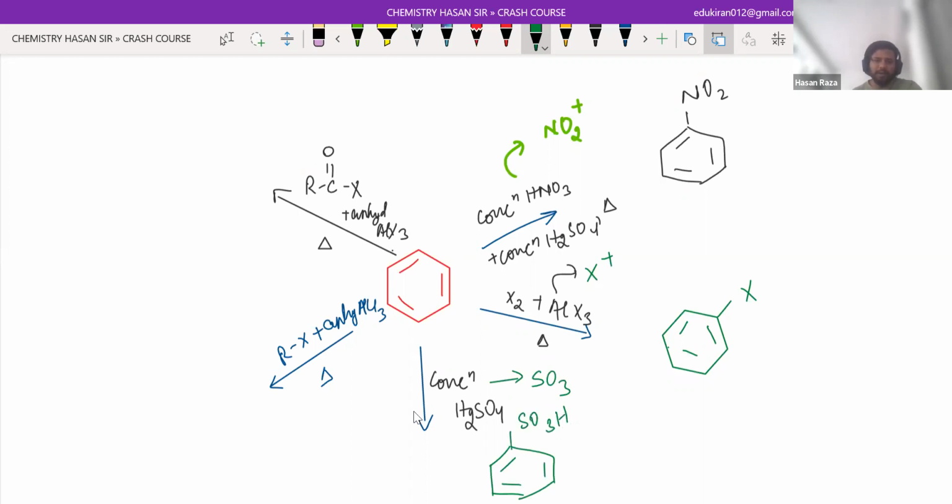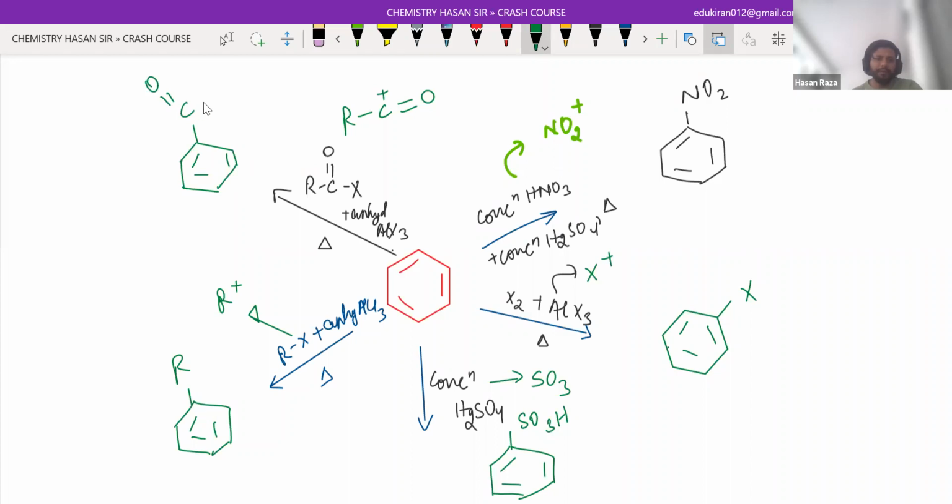Now there will be formation of an electrophile that is R plus, and this will be the product. Now there will be formation of an electrophile that is RC double bond O positive. So this will also attack on the benzene. Now, as you can see, we added a nitro group.